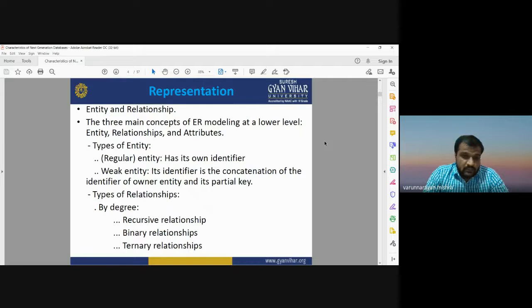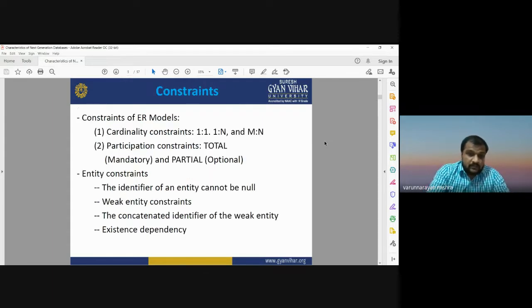It is also very important to know the relationship. When we have entities, we have different real world objects, different real world features. There may be some kind of relationship between these different real world objects or features, and the type of the relationship may be defined by its degree, that is recursive, binary, or ternary. So whatever relationship we have among the entities may be defined by its degree. It may be recursive, binary, or ternary.